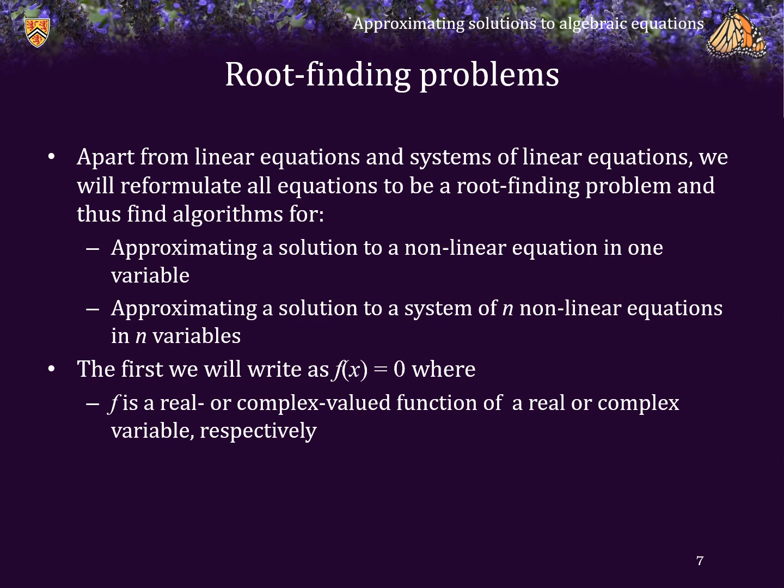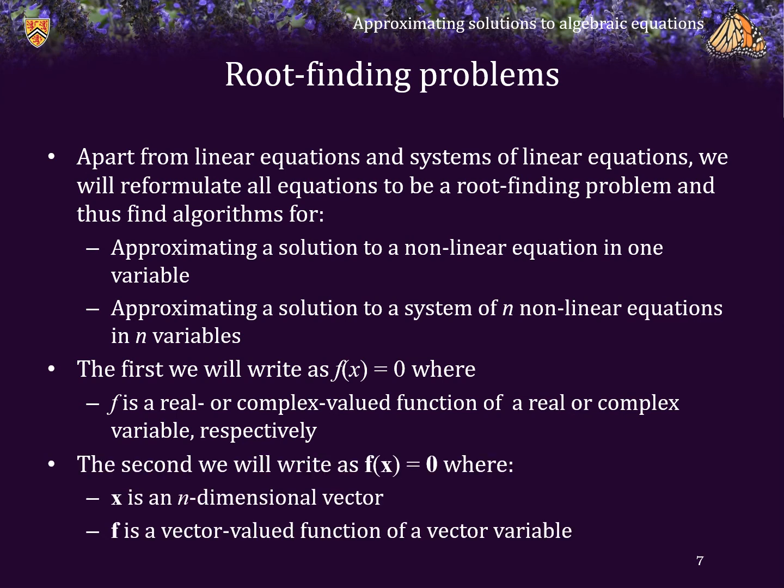The first we're going to write as finding a solution to f(x) = 0, where f is a real valued or possibly complex valued function of a real or complex variable, respectively. The second we're going to write as a vector valued function of a vector as an argument equated to the zero vector of the corresponding dimension. x is going to be an n-dimensional vector, and f is going to be a vector valued function of that vector variable.